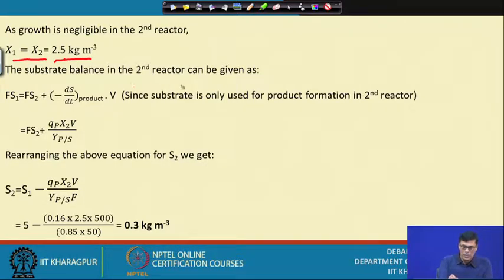The substrate balance in the second reactor, how we can write? The rate of substrate input F into S1, and rate of generation will be 0. Then rate of substrate output F into S2, rate of substrate consumption into volume. So, we can write in this form, the rate of product formation, and then we can write the S2 value. S2 value is coming around 3.3 kg per cubic meter.